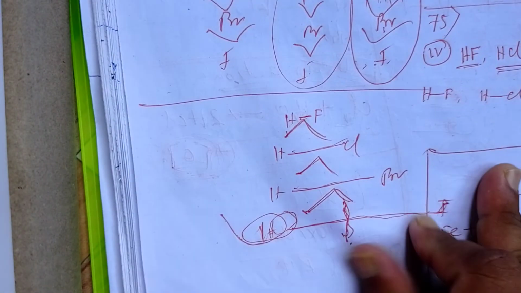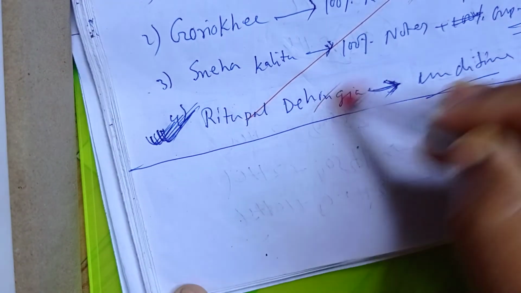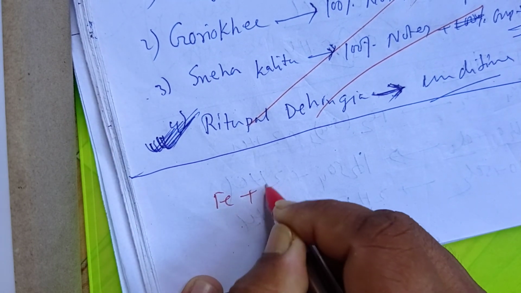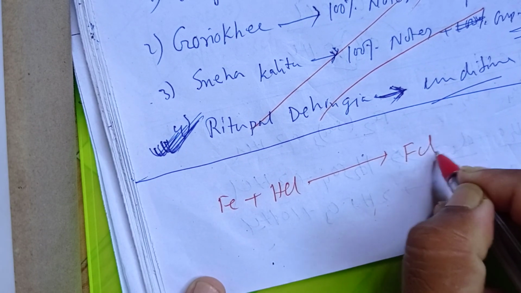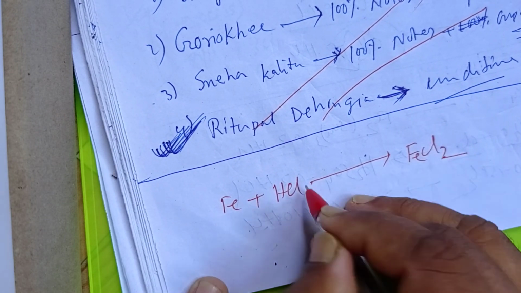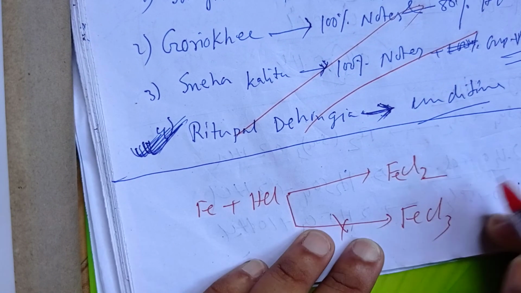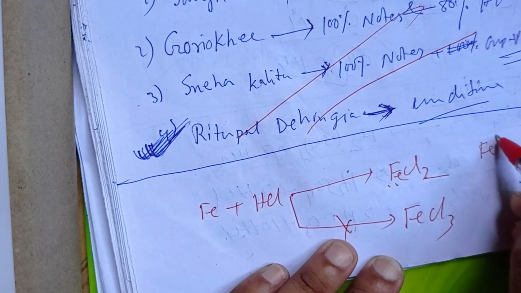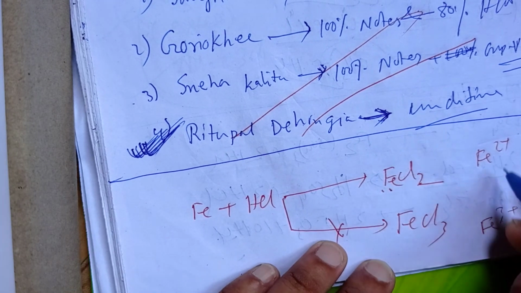So again I will repeat this question. Iron reacts with HCl, it forms FeCl2. With Cl2, it forms FeCl3. Here the oxidation states are Fe2 plus and Fe3 plus. Actually Fe2 plus is less stable.